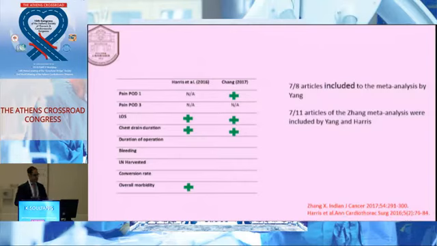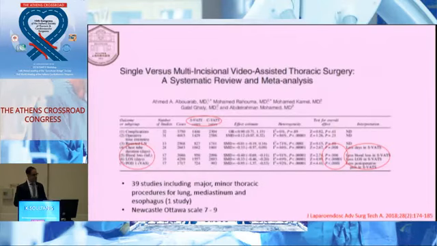It's also noticeable that most of the papers included come from China, probably because of the ultra-high volume and the number of centers that have adopted the technique. This is a recent meta-analysis published a few months ago. The one I just mentioned addresses the matter in the context of lobectomies and segmentectomies for non-small cell lung cancer. This meta-analysis includes 39 studies, and it addresses major and minor thoracic procedures for the lung, for the mediastinum, even for the esophagus. The quality of the data is quite high.